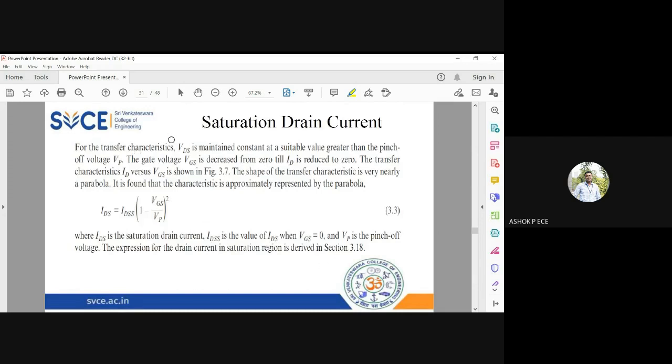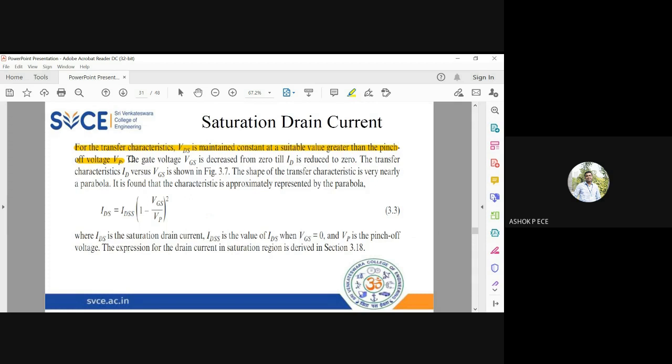So from the transfer characteristics that we saw yesterday, VDS is maintained at a very high value, greater than the pinch-off voltage, for the current to flow into the transistor. If you want constant drain current flowing into your device, you should operate your device at a voltage above VP. Then only ID will be constant.